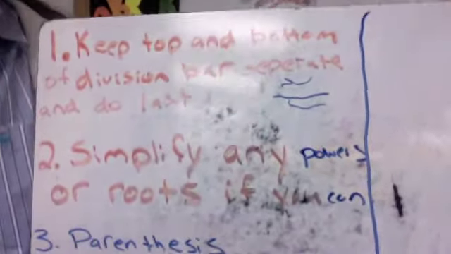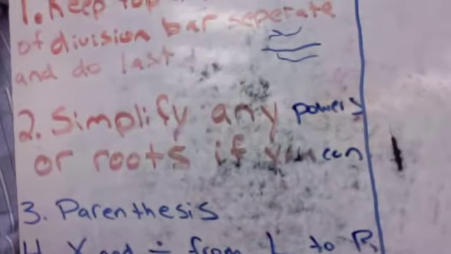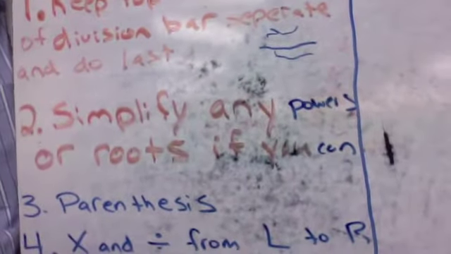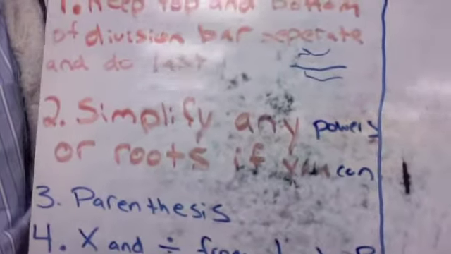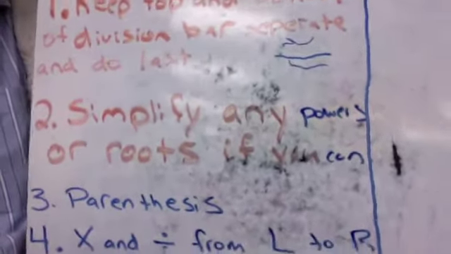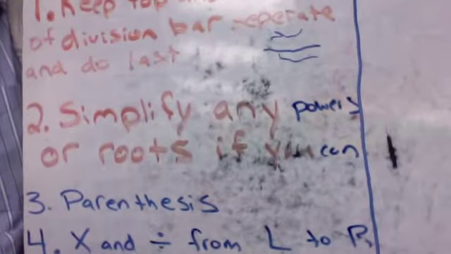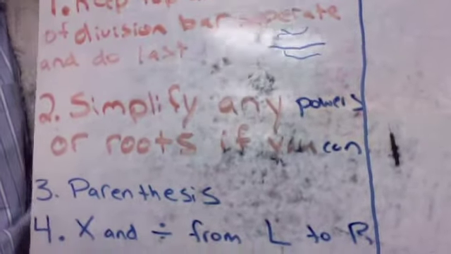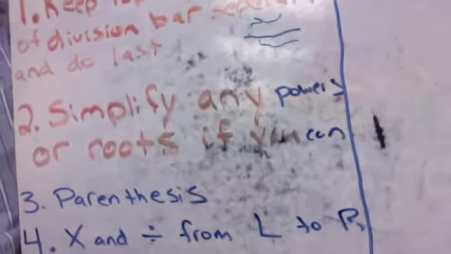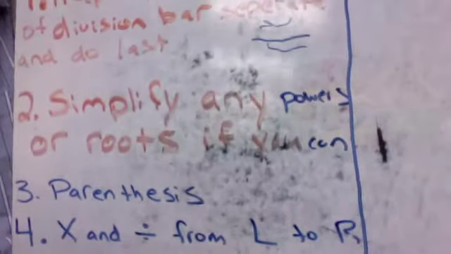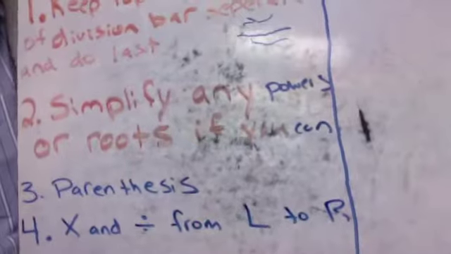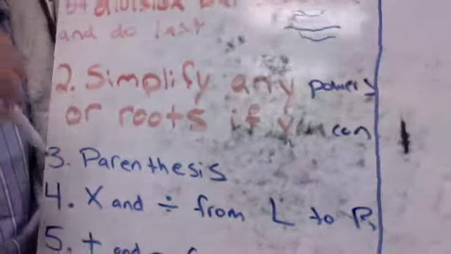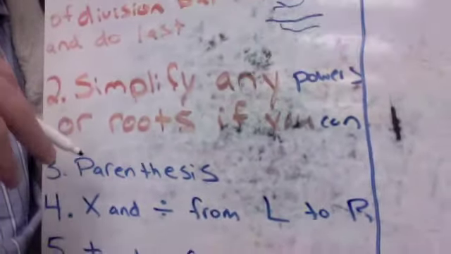Number 2, simplify any powers or roots that you have. So if you have like 5 to the third power, do that. If you have like the square root of 16, do that. And I know something we talked about last year was factorials. If you have like 3 factorial, do that before you do anything else. Get it to a regular number instead of all the other stuff. Number 3, if you've got something in parentheses, do that.